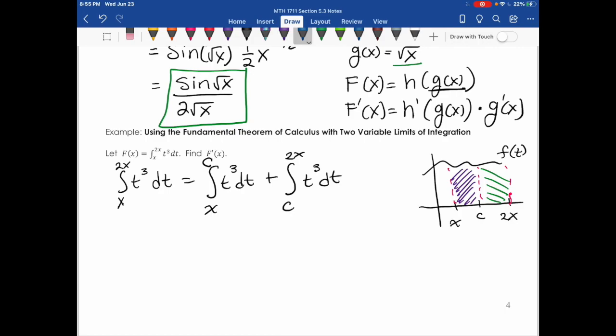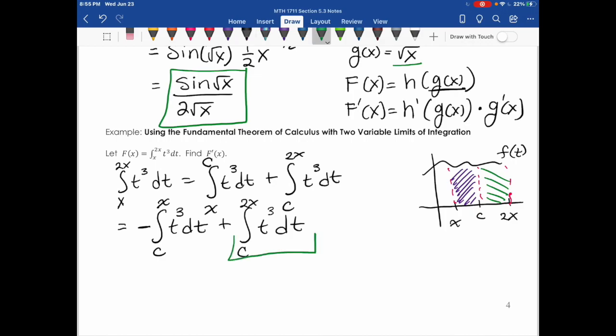I need to have my constant as the lower limit and my x as the upper limit. So if you think back to our properties of integrals, I can switch those limits if I switch the sign of the integral. So now I'm going to rewrite this integral as a negative integral from c to x. So I switched my limits and I switched the sign of the integral of t to the third dt plus the integral from c to 2x of t to the third dt.